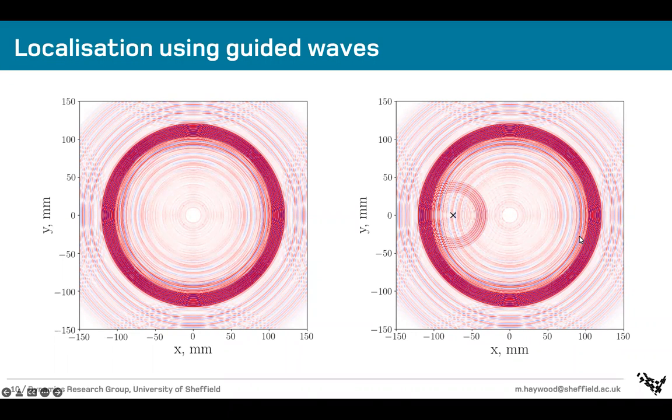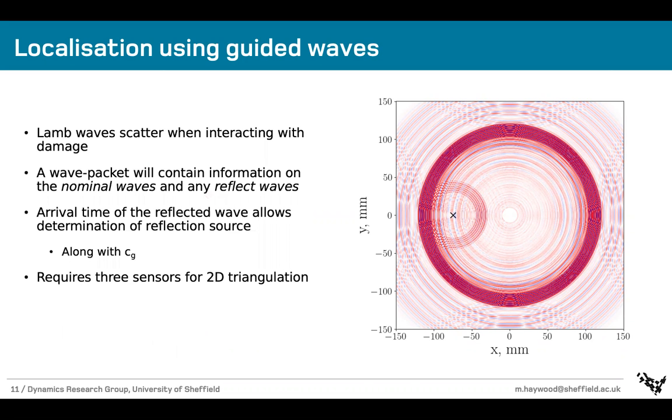So you can see the reflected wave. If we can use knowledge of the nominal wave, i.e. the direct wave, and the reflected wave, then we can determine the location of this damage. The arrival time of the reflected wave can then allow us to determine the actual location of this reflection source. But to do this, we need the group velocity, and that leads on to the next tool that I'll be talking about. But for now, we are simulating an aluminium plate, and so we can get nice models of the dispersion curve, so we can estimate quite well the group velocity as well. And for 2D triangulation, you'll always need 3 sensors.